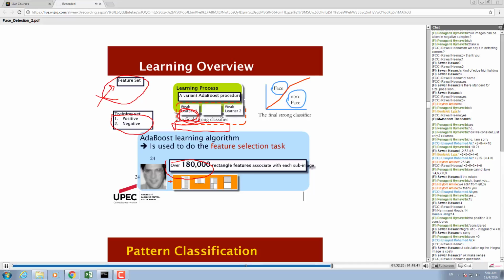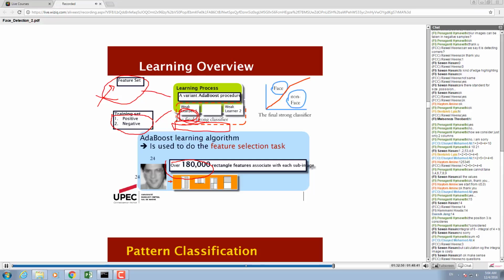For this learning process, we also need another database, the training set, meaning the training data set. It is composed of positive samples, which are face images, and negative samples, which are non-face images, because again, it is supervised learning.